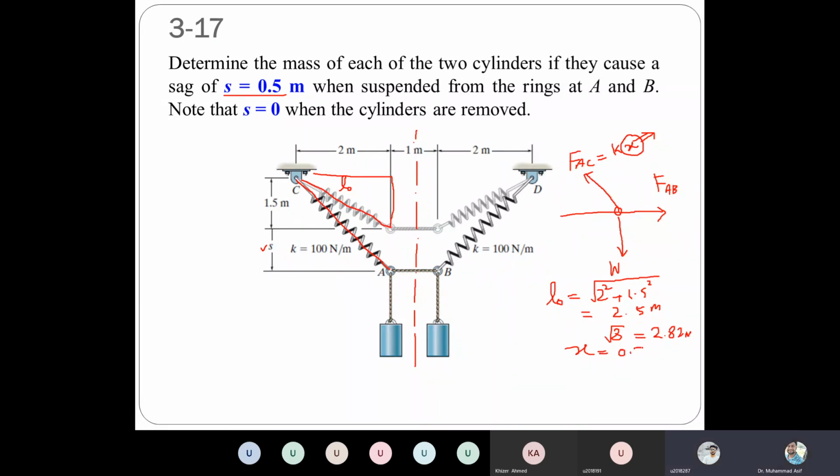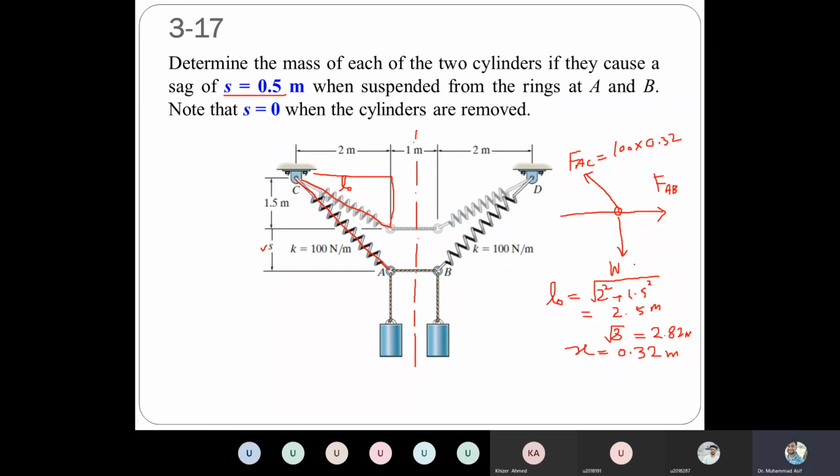0.32, let's say. So this is the stretch. That means now we can calculate the spring force. The spring force is basically equal to K, which is 100, multiplied by the stretch, which is 0.32. Right? So that will be the spring force.